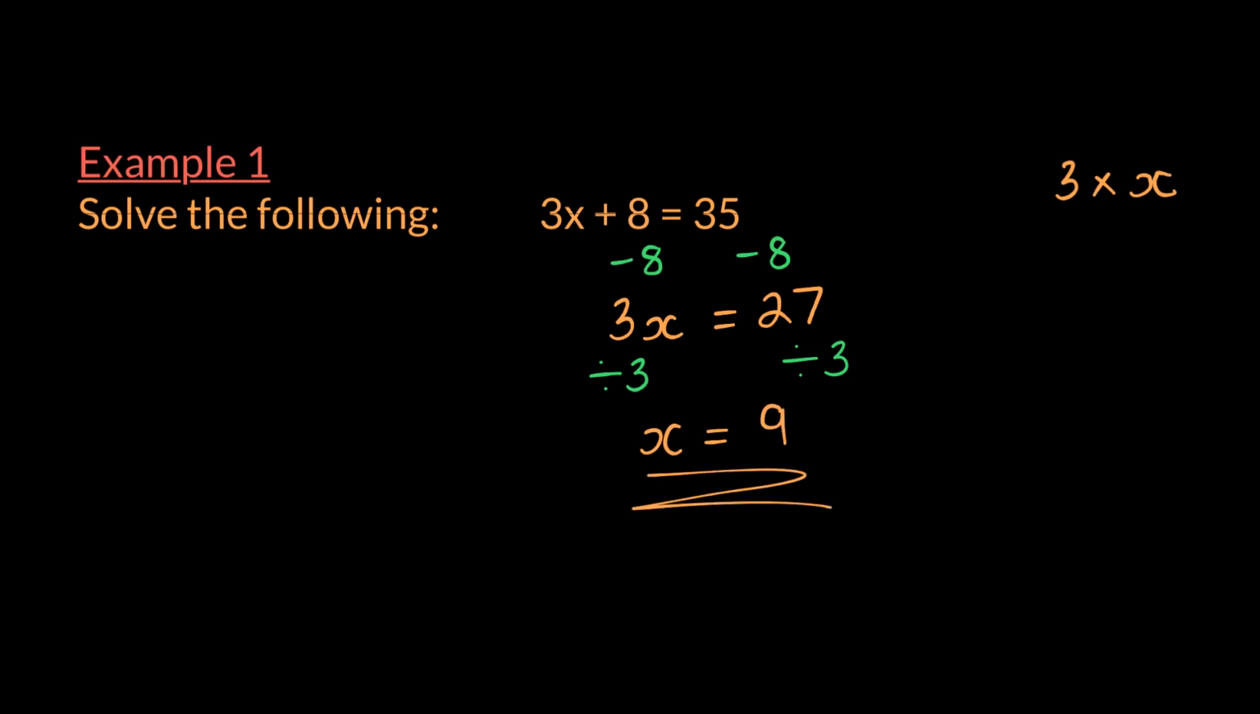We spoke in the previous video about how you could check your answer, and you can do that again here. You can substitute your x equals 9 back into the original equation to make sure that it balances and that it's the same. So 3x, if x is 9, is 3 times 9, which is 27, and 27 plus 8 is 35. So we've done it right.